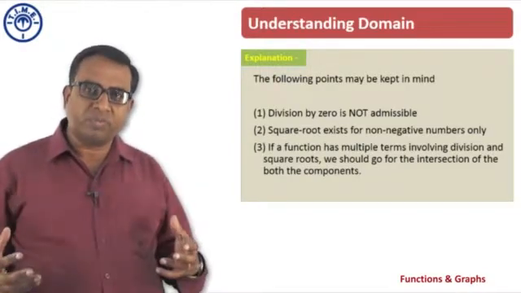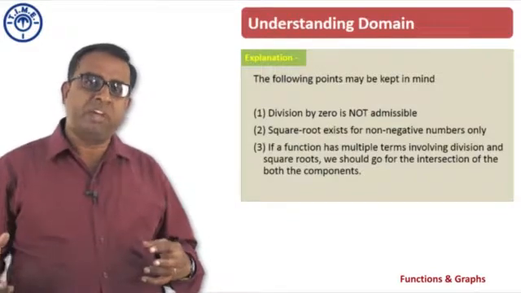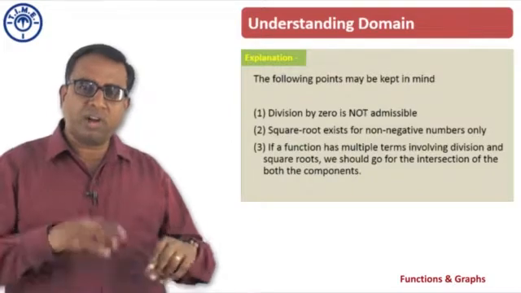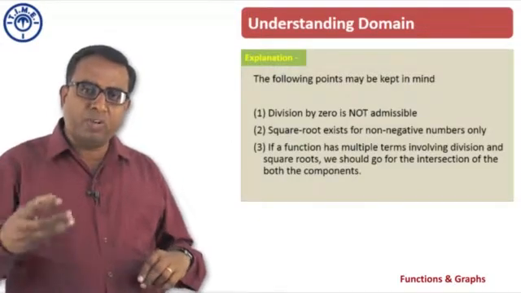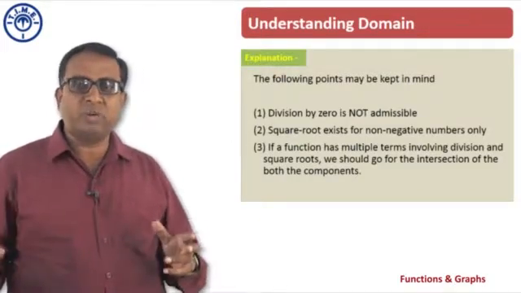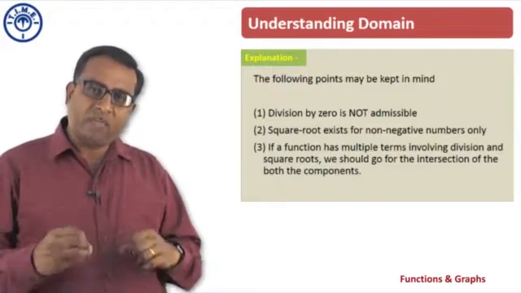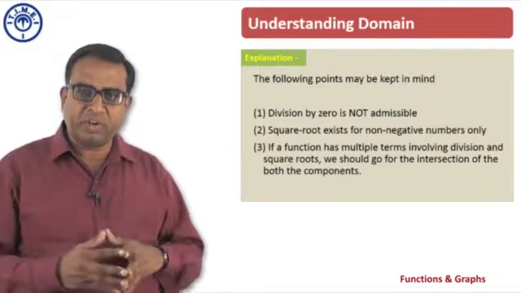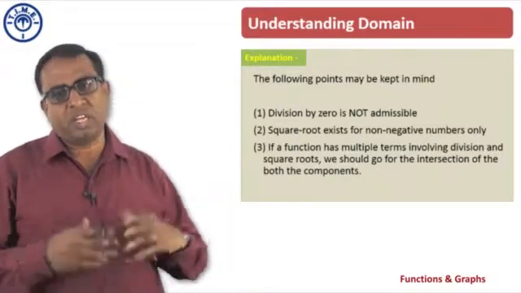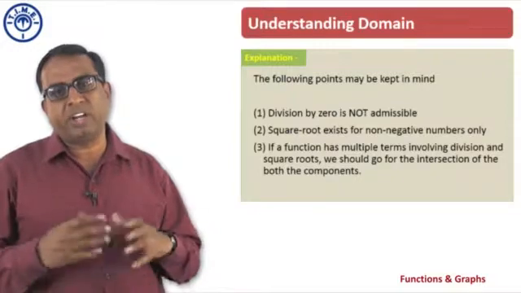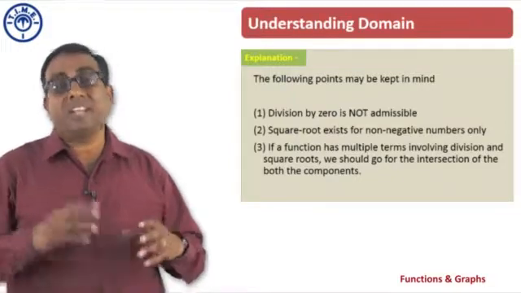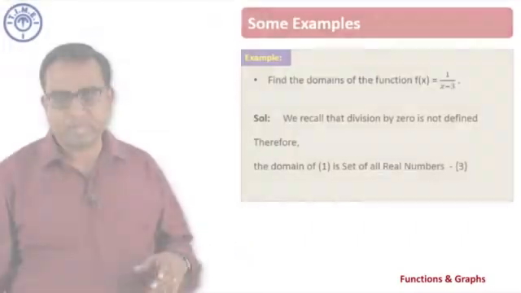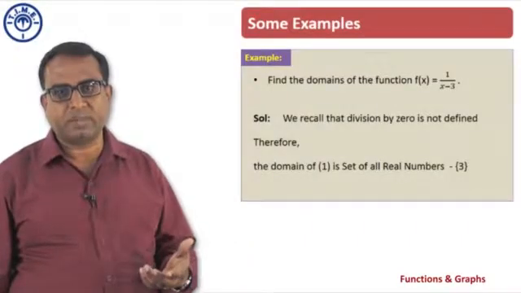Suppose you have a function which has a combination of a denominator, that is a rational function, and also a component which has a square root. Then we have to make sure that the value which satisfies both the components is what has to be taken into consideration, which is what we formally summarize as: if a function has multiple terms involving division and square roots, we should go in for the intersection of both the components. Let us understand this in a few examples.